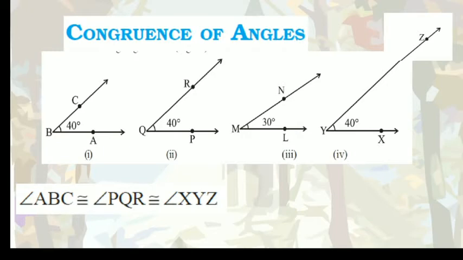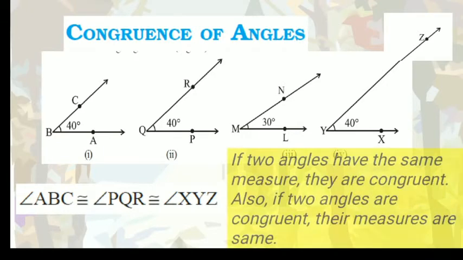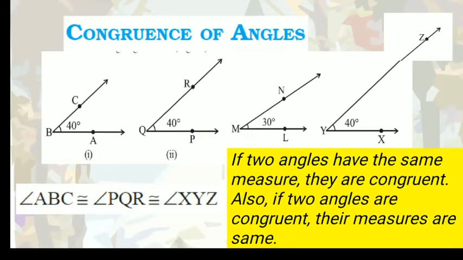And when they are equal, how do we write it? We write angle ABC congruent to angle PQR, which is congruent to XYZ. Here, since three angles are there, we have written it in this form. And the statement, if two angles have the same measure, they are congruent. Also, if two angles are congruent, their measures are the same. If the angles are equal, then the measures are the same. If the measures are equal, then the angles are congruent. Vice versa of the same statement. Like I said, the converse of the same statement.